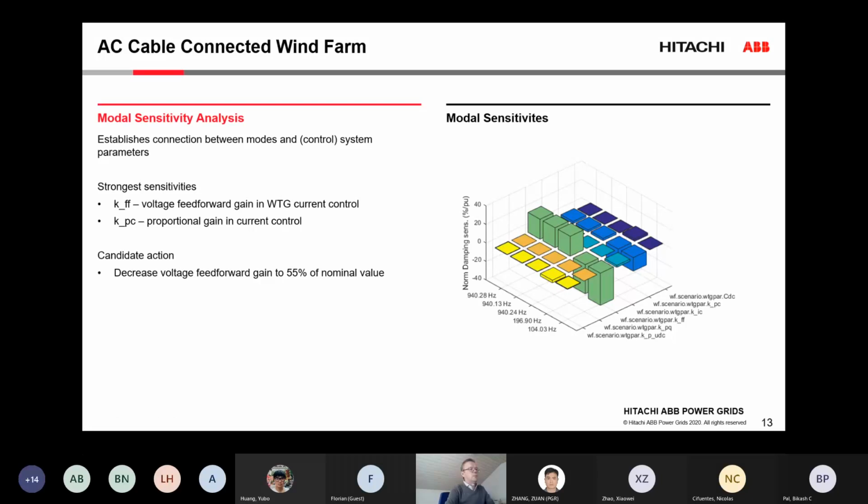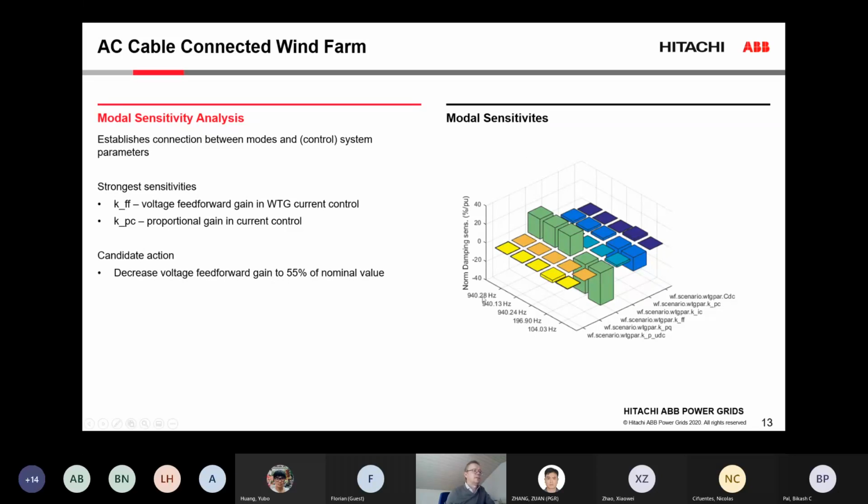And now we can go back here. We can look at the modal sensitivities, try to figure out, say, where are the root causes of this behavior, and how do we fix it. And again here we have the modal sensitivity plot.